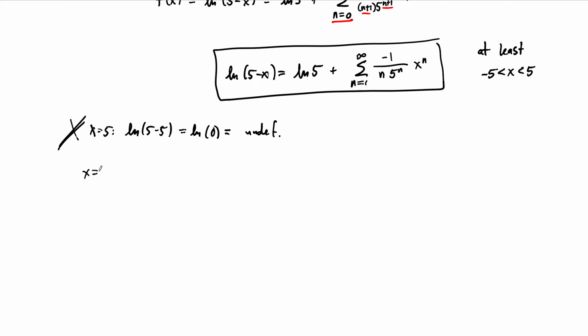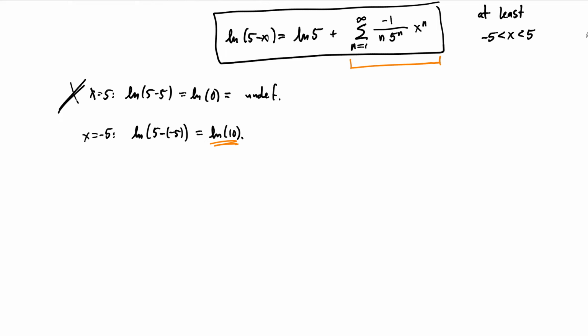But what we do need to check is when x equals negative 5. Okay, because log of 10 does make sense. So log of 5 minus negative 5, this does make sense. This is log of 10. All right, and so we're not concerned with comparing with this number. What we want to know though is does this series converge when x is equal to negative 5?